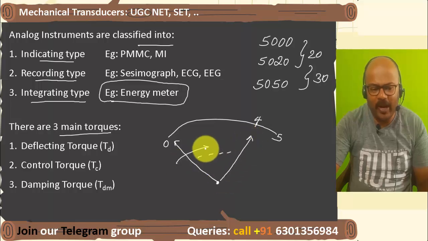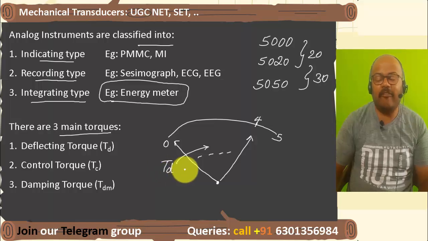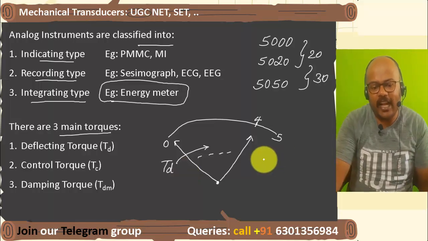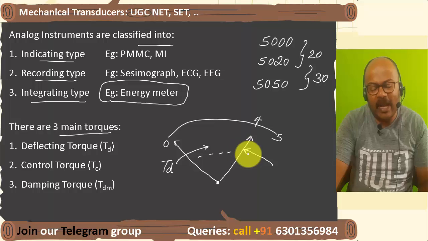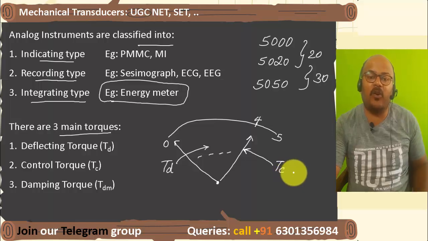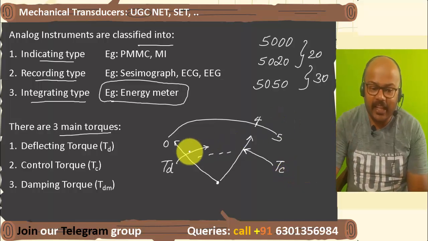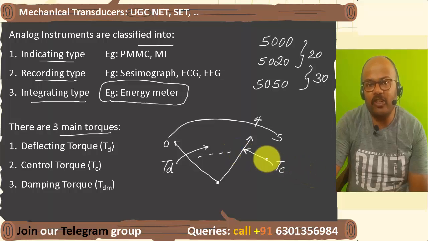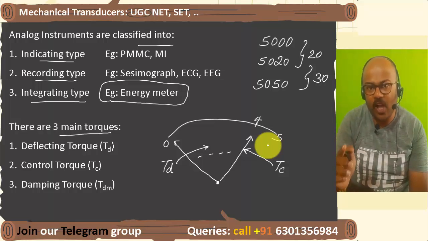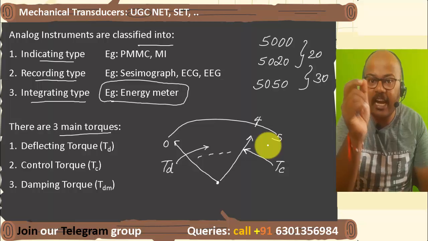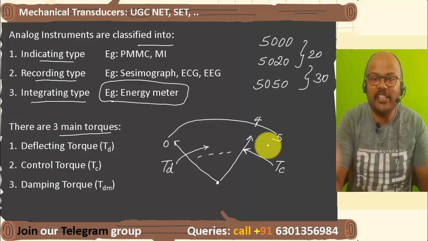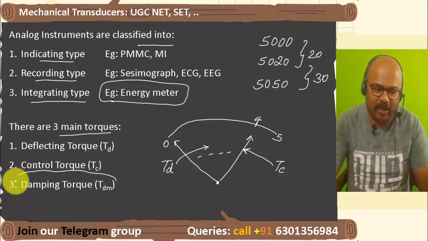For this movement, the deflecting torque is helping. At 4 it has to stop. Then at 4, an equal opposition should be imposed by the control torque. Now there is a force from TD and there is a force from TC also. It will make an oscillation and then stop. Whether it is an underdamped, overdamped, or critically damped system, what is the nature? That is taken care of by the damping torque.